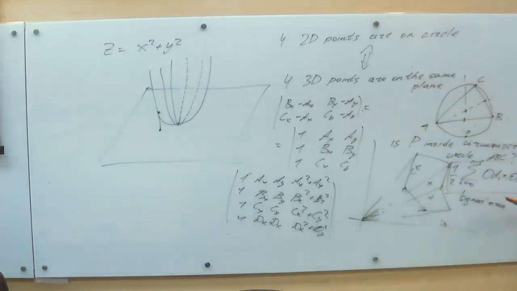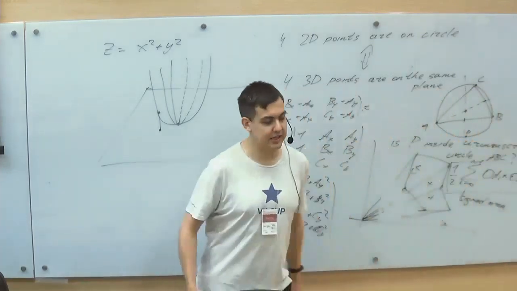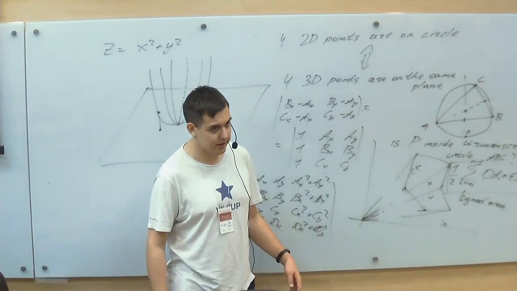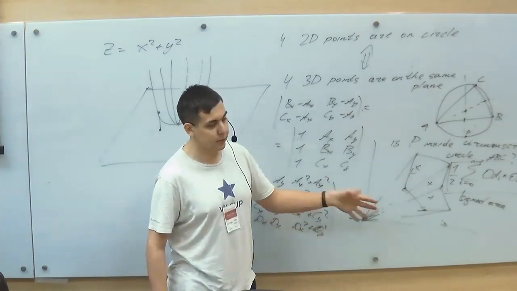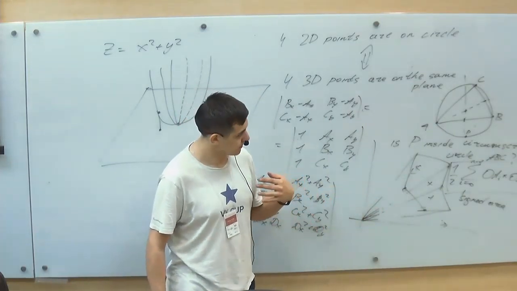So if the signed area is positive, then the polygon is counterclockwise, and if the signed area is negative, then the polygon is clockwise. This is a very easy way to check if the polygon is in correct orientation or not.